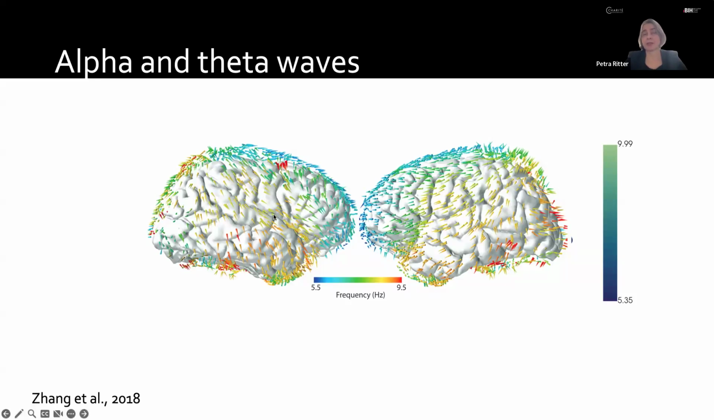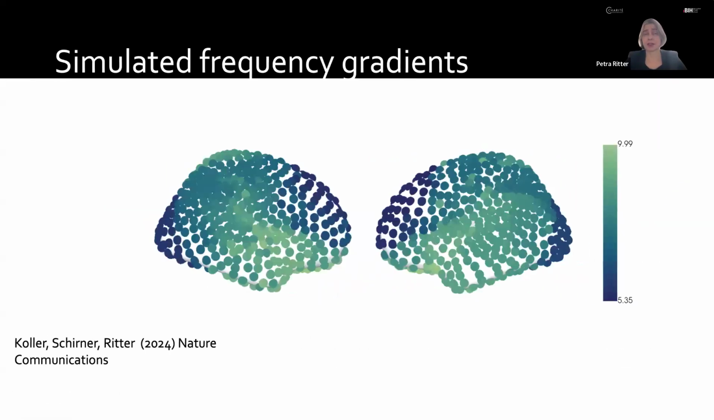And we see also in terms of the direction that the traveling waves in these measurements go mainly from the temporal regions to the frontal regions and to the occipital regions. Now we go back to our simulations, and we look at the frequency gradients in our simulations. We see that higher frequencies can be found in temporal regions and lower frequencies in frontal and occipital regions. So our simulations are in alignment with these empirical measurements in 77 patients.